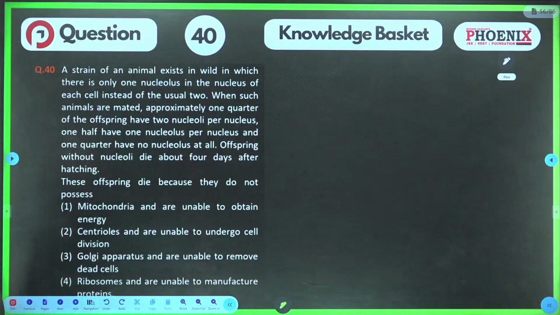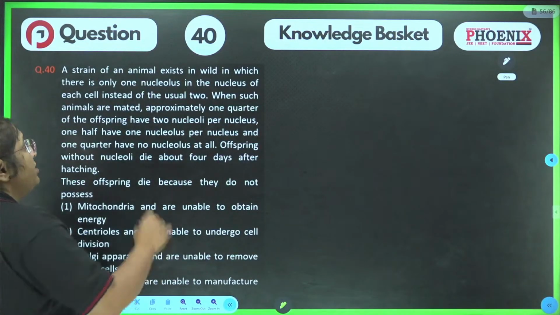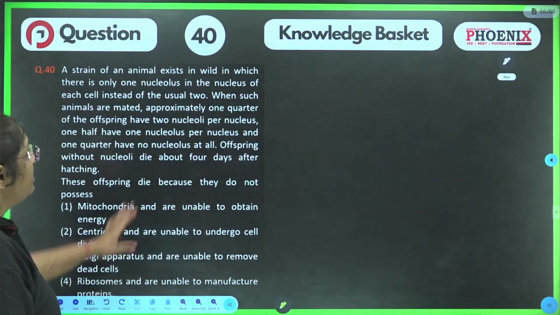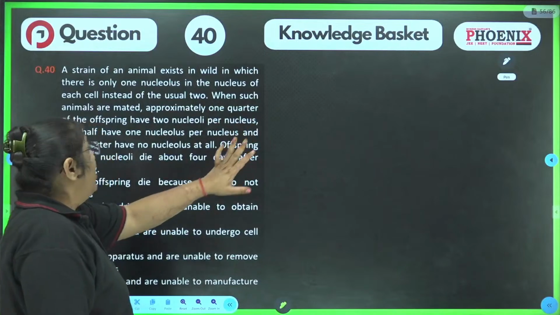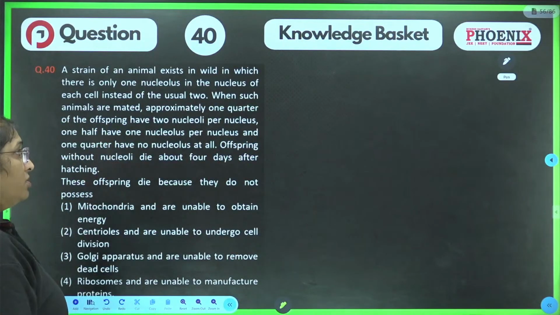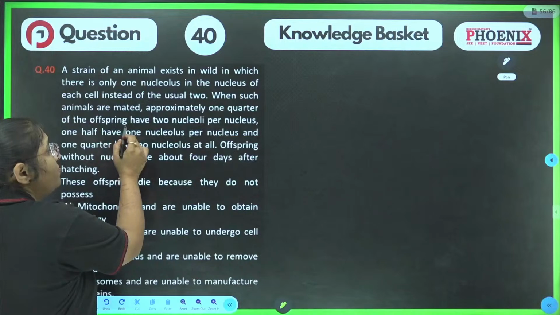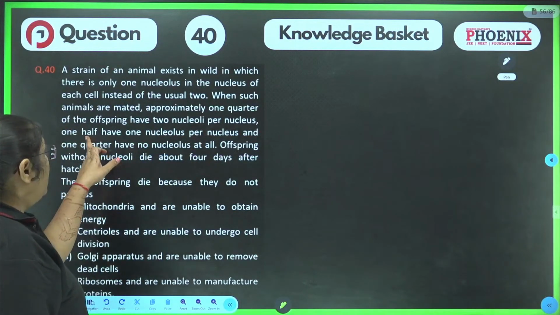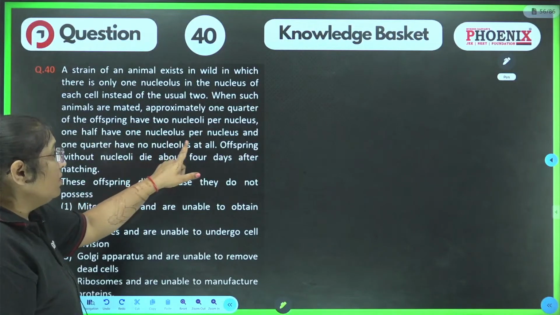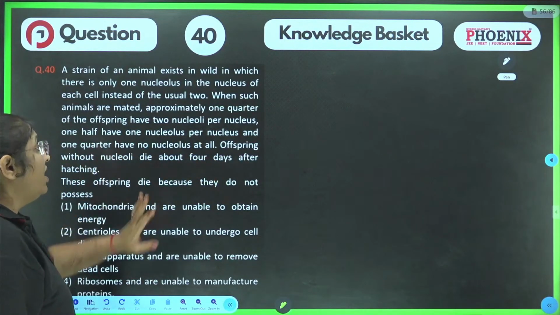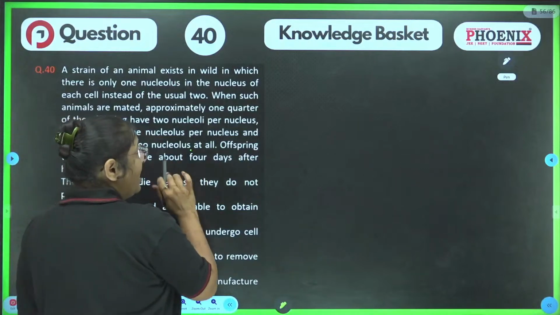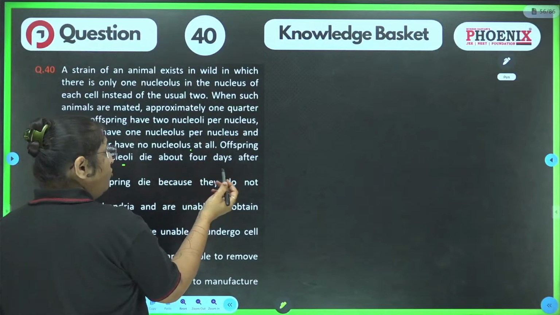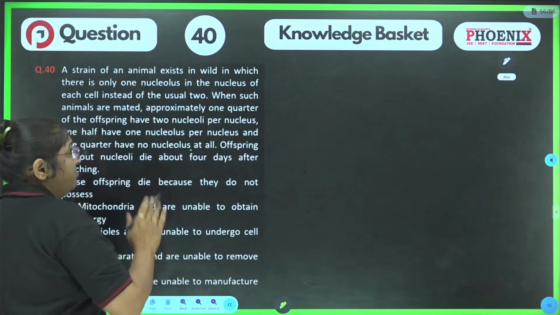A strain of an animal exists in the wild in which there is only one nucleolus in the nucleus of each cell instead of the usual two. When such animals are mated, approximately 1/4 of the offspring have 2 nucleoli per nucleus, 1/2 have 1 nucleolus per nucleus, and 1/4 have no nucleolus at all.